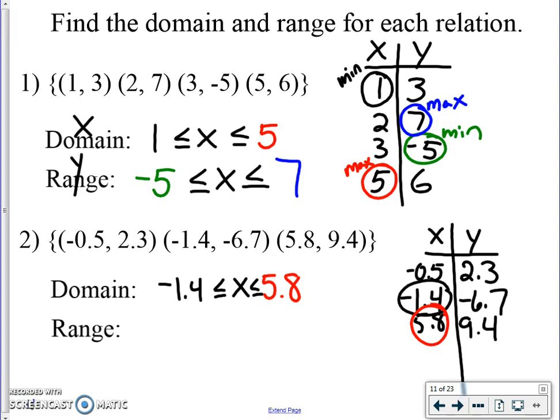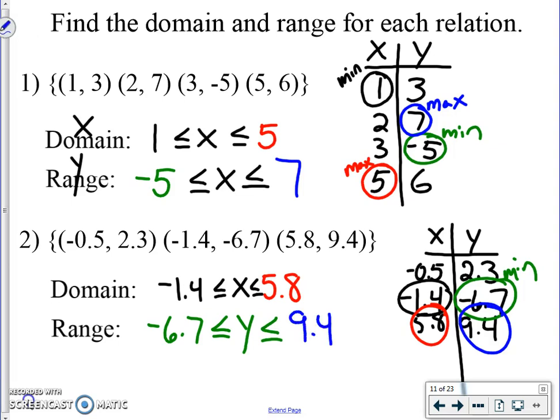For my range, I'll now look at my y values. My minimum value is negative 6.7. So I start off with that, negative 6.7. Since it's my minimum, that's less than or equal to y, any of the other y values. And then my maximum value is 9.4. So y will be less than or equal to 9.4. And that is my domain and range for the ordered pairs for this relation here in example 2.